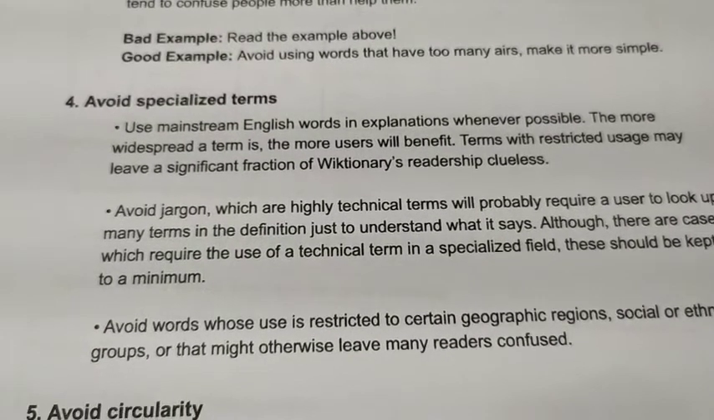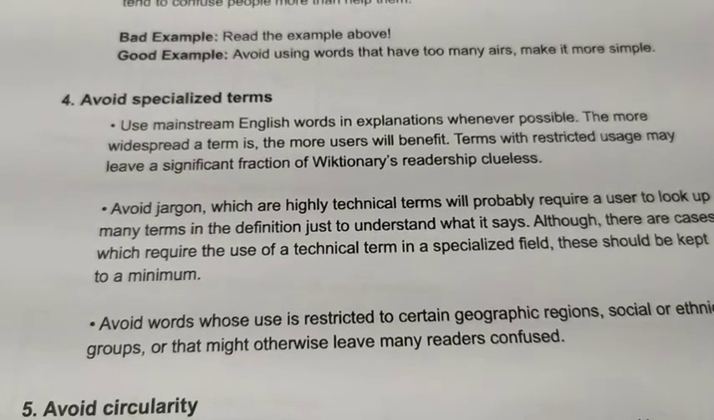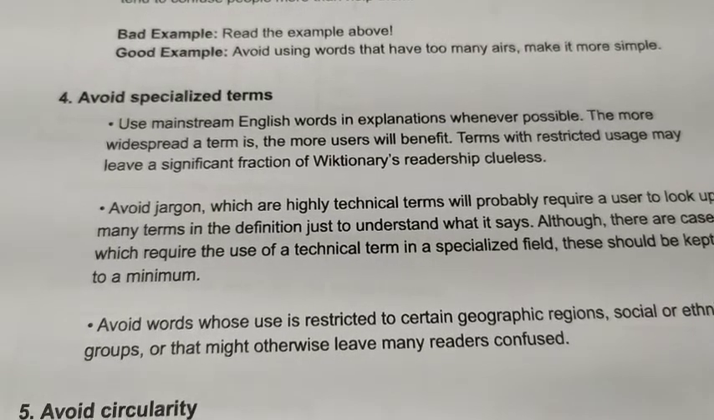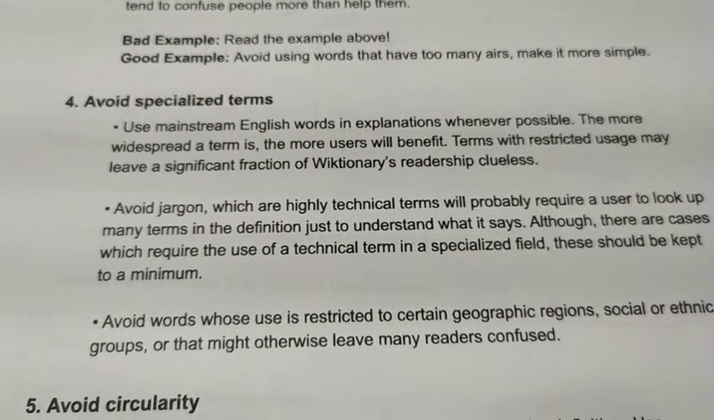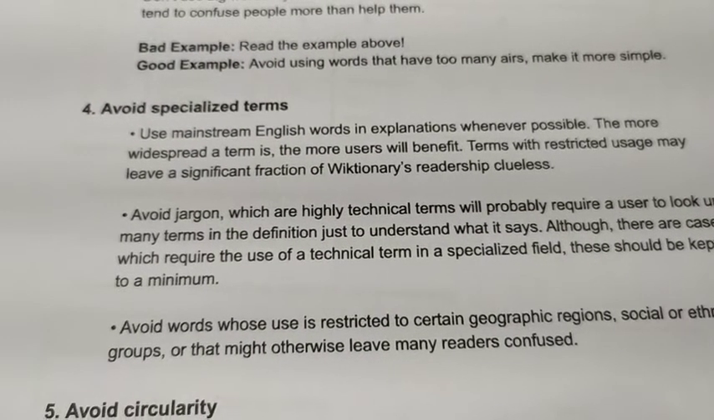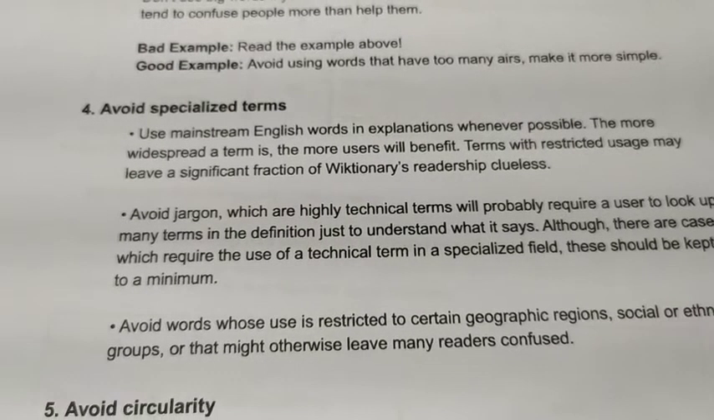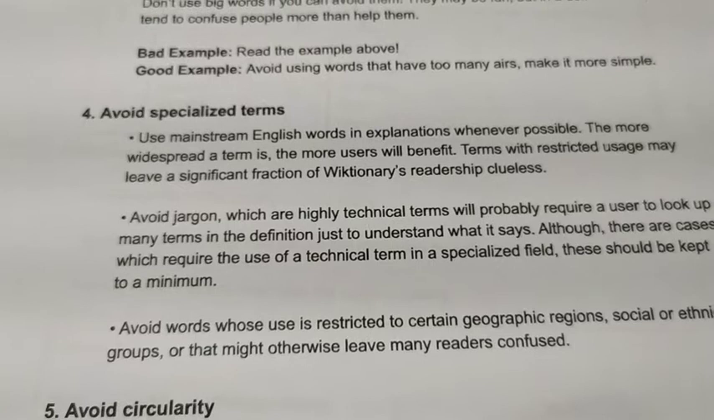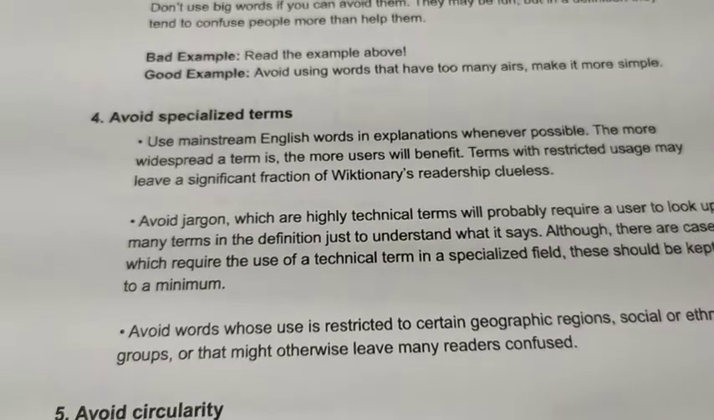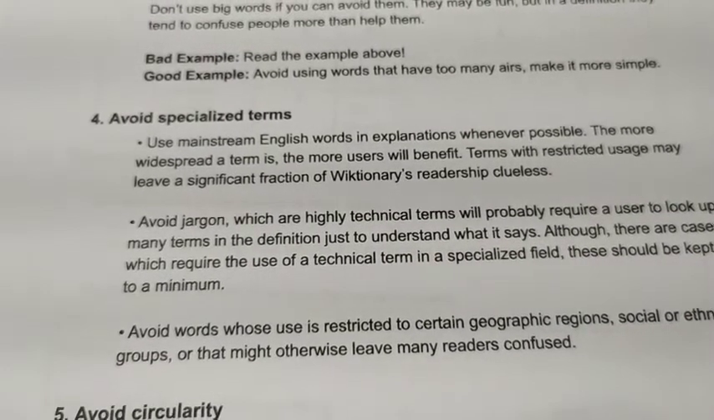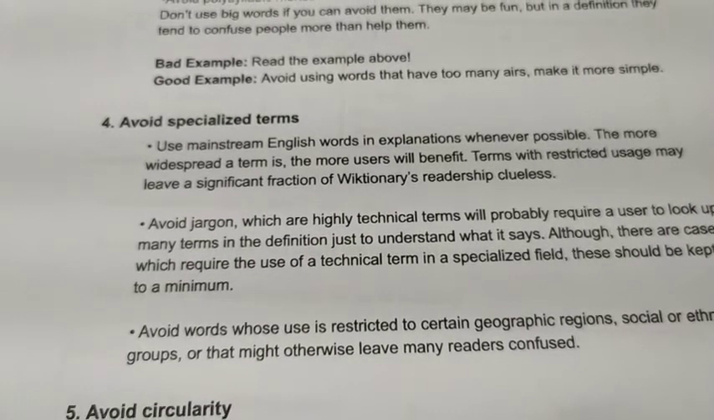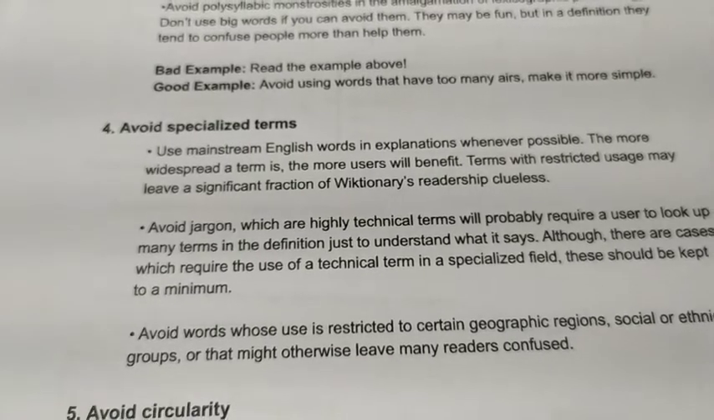So avoid words whose use is restricted to certain geographic regions, social or ethnic groups, or that might otherwise leave many readers confused. So here it is stated that we should always use words which are true to all, which will be understood by all. Because sometimes in specific regions, in specific places, they are using specific words that might have a different meaning in other places. So to avoid confusion, we should always use words which have a uniform meaning to all the readers.